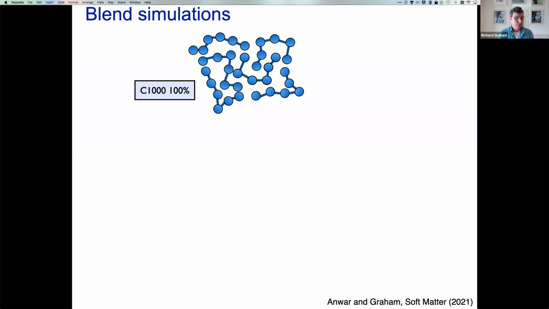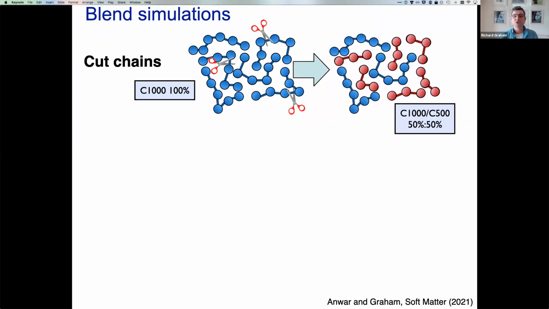But what we don't want to have to do is re-equilibrate the whole system. Remember, we spent 3 months equilibrating this system, so it would be nice to be able to use these fully relaxed systems to help generate some blends. The way that we did that, in some sense, is rather small-minded. We just went through and cut 50% of the chains in the middle to create a mixture of 50-50 by volume of 1,000 carbon chains and 500 carbon chains. Now, this system's not fully relaxed, but it's close to fully relaxed.